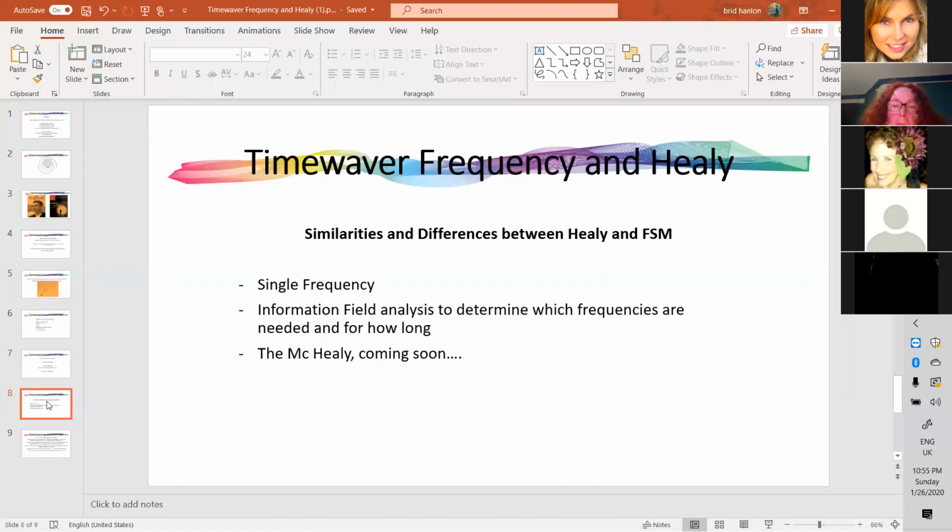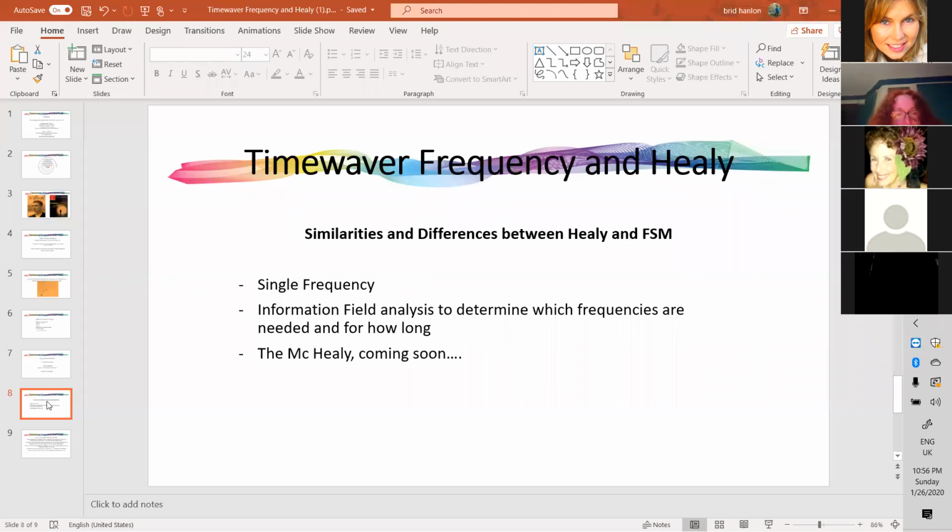So, yeah, that's the difference. In 2020, there will be a Mac Healy. So there will be a Healy that can deliver two currents, one for an issue, one for a tissue. So Timewaver have been working with Carolyn to develop this, and it is in the later stages of production now. So it's very, very exciting.